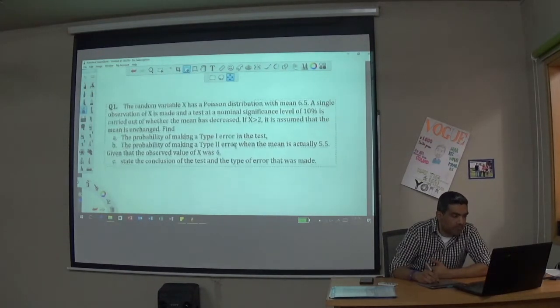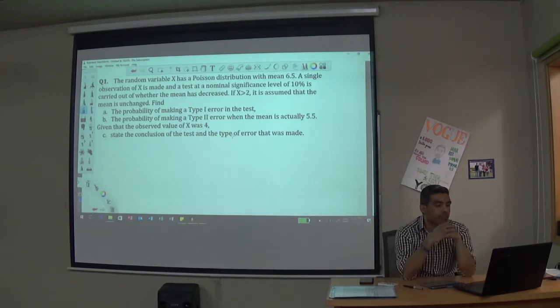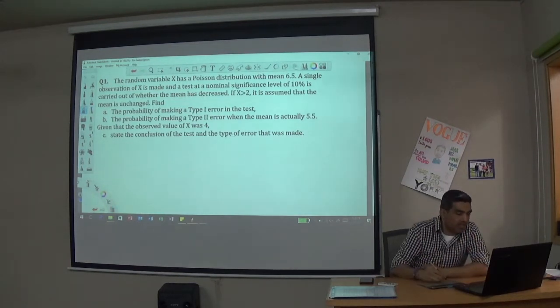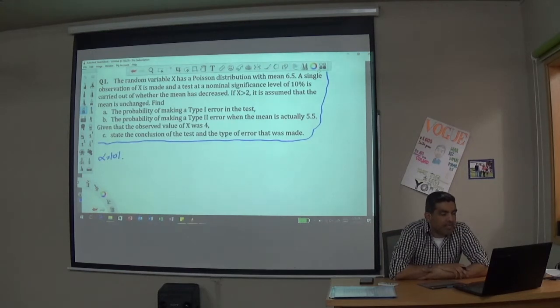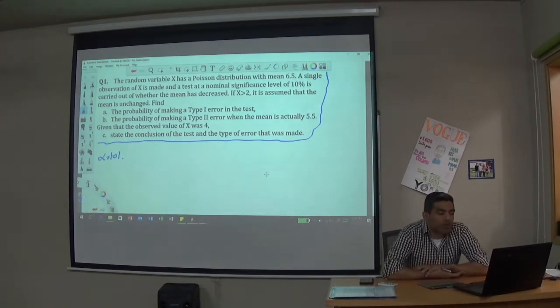Okay, let's have a look at the next question. So I guess the null hypothesis: a single observation X is made in the test at a nominal significance level of 10%. The test is carried out to see whether the mean has decreased. If x is greater than 2, it is assumed that the mean is unchanged. So what would be the probability of type 1 error?